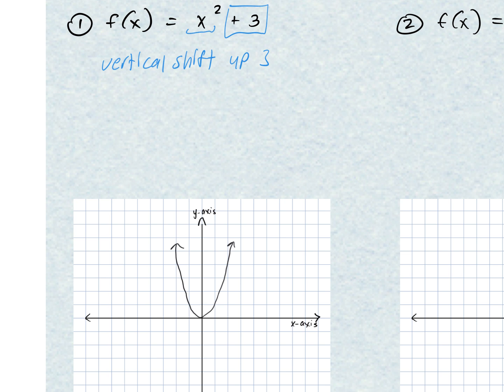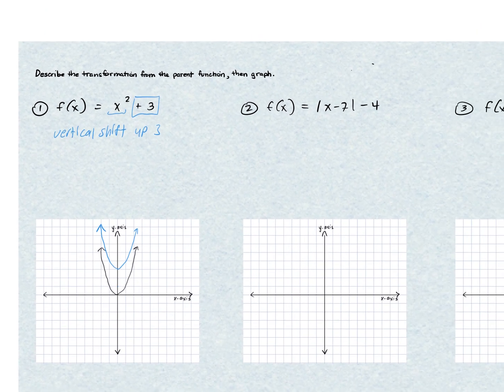So take your entire parabola, go 1, 2, 3 above the x-axis, and you're going to go right there. And it's going to look something like that. And that's all you have to do for that one.